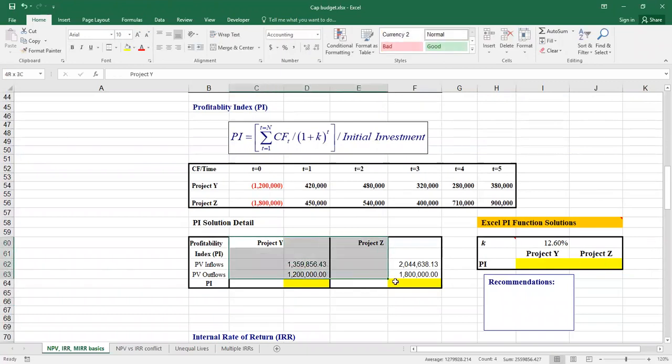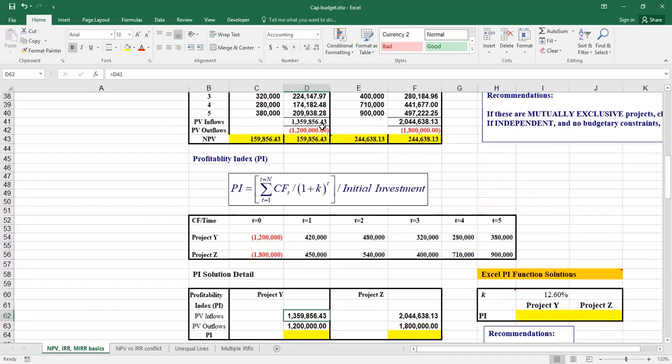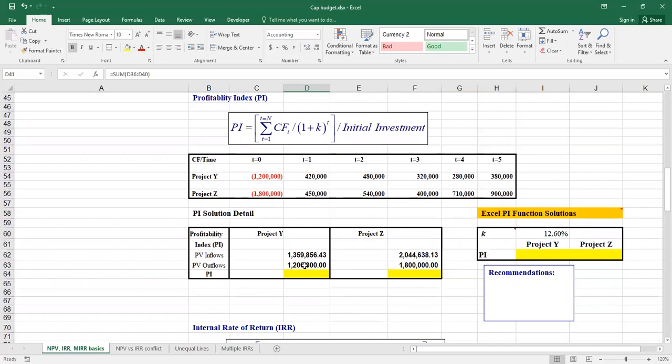Cash inflows natin for project Z and project Y. E project Y, ito yun, di ba? Ito yung 1,359. Tapos ang initial investment natin, 1,200. Ginawa lang natin positive to compute for the profitability index. No? So this is your profitability index.